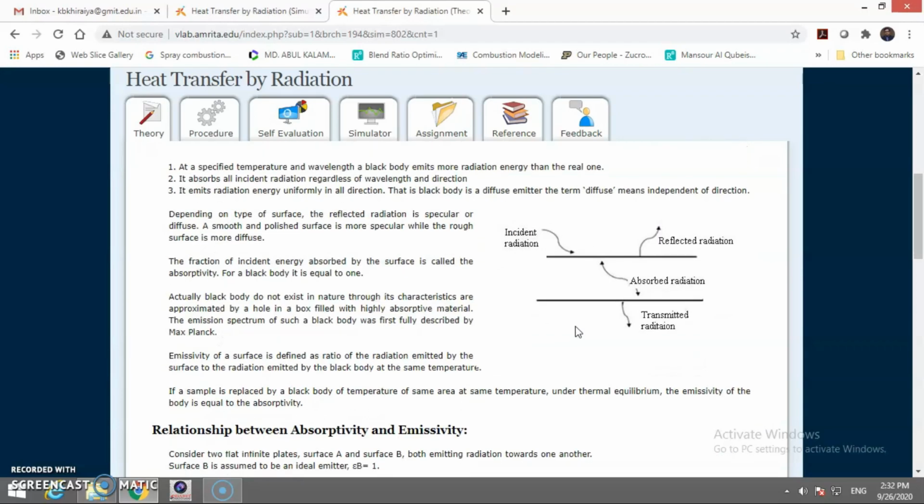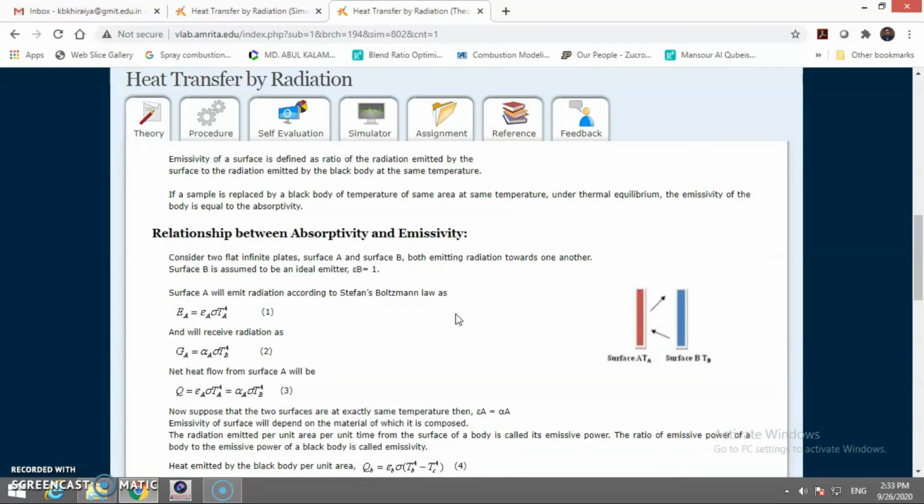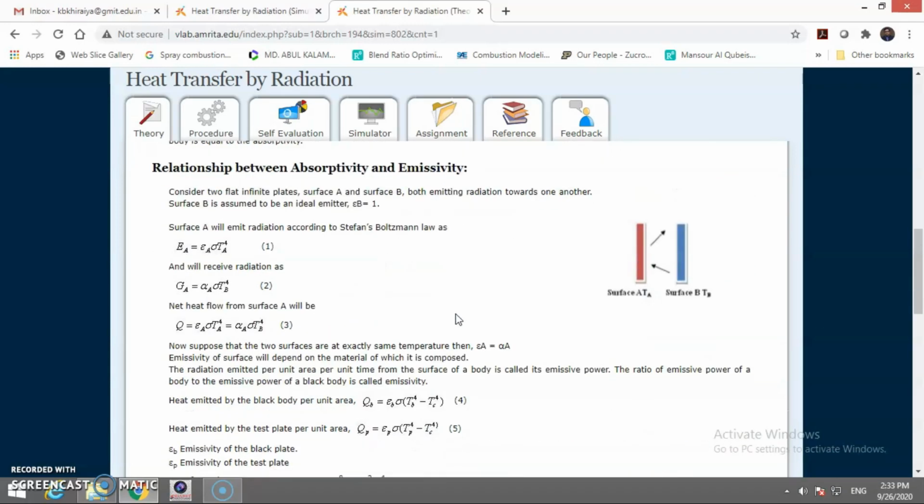After that we know one more important term, that is emissivity. Emissivity is defined as the ratio of the radiation emitted by the surface to the radiation emitted by the black surface at the same temperature. And that's why we need to measure the temperature of the chamber. Then how will we mathematically calculate the emissivity of a given surface, meaning the test plate?